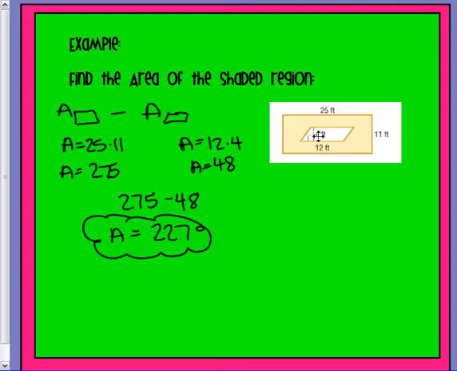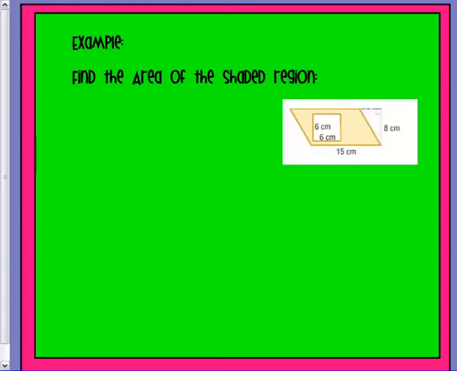Okay, so when I found the area of the rectangle, it's 25 times 11, or 275. This one was 12 times 4, or 48. When I subtract, I get 227, and these are feet squared. Okay, here's your last one. I want you to check your work too. So go ahead and try this one, and I'll be back in just a second to show you the answer.